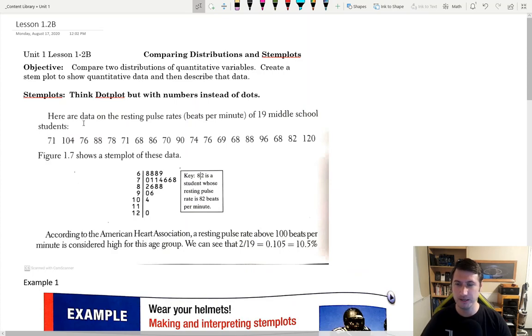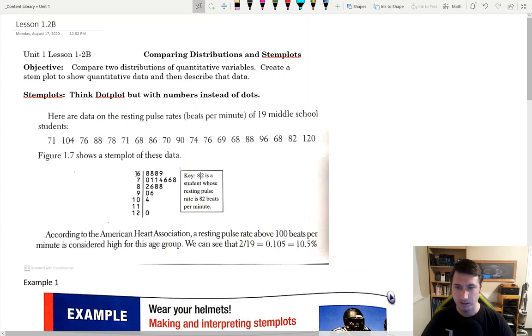So here we have data for resting pulse rates in beats per minute of 19 middle school students. Context, context, context. All right, we'll probably have to refer back to that later. So here's the raw data that they collected. And then what do you do with data? You make a picture. So here is our picture, a stem plot. They could have done a dot plot, but this time we're looking at stem plots.